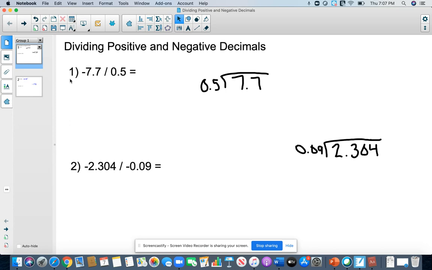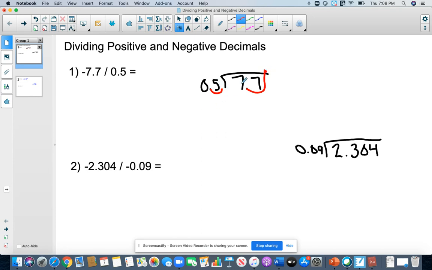So the first problem I have is negative 7 and 7/10 divided by 5/10. From the beginning of the year, if you remember, we have to have the divisor, which is the outside number, be a whole number. So we need to move the decimal point once to the right, which is the same as multiplying by 10, to make it a 5. Whatever we do to the divisor, we have to do to the dividend to keep the problem equivalent. So we have to move the 7 and 7/10 to the right once, which is multiplying by 10. Now we take our decimal point and move it straight up in our answer.